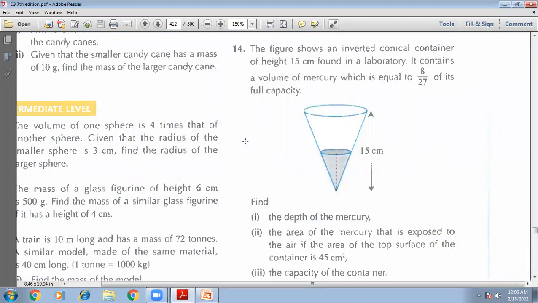The figure shows an inverted conical container of height 15 centimeter found in a laboratory. It contains a volume of mercury equal to 8 by 27 of its full capacity. Find the depth of the mercury. Here, we already know the ratio of their volumes, that will be 8 by 27. And we know the depth of this container. I want to know the depth of the mercury. So very simple question.